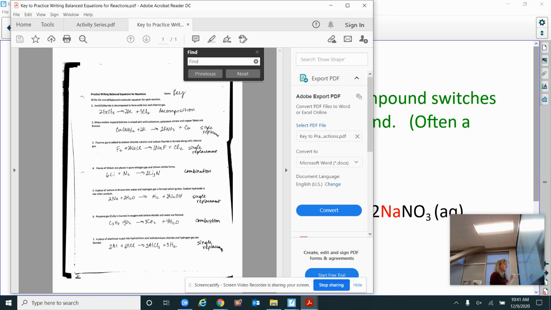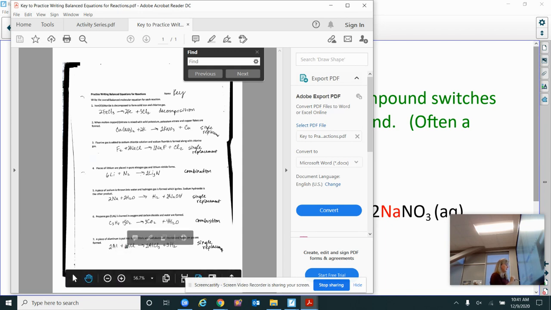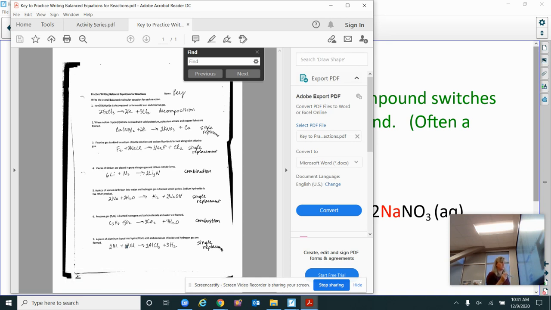Number 6, it says propane gas is burned in oxygen, CO2 and water are formed, that's combustion. And then the last one, we have another single replacement. Aluminum is replacing the hydrogen in the acid and kicking out hydrogen, and then hydrogen becomes H2. So that is also single replacement. Okay, so that was the assignment from yesterday.